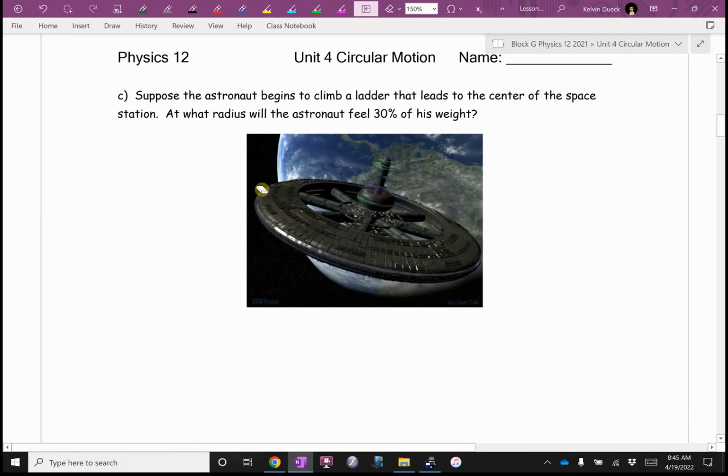I think we're still going to say the normal force is what's pushing us in a circle. But how big do we want the normal force to be this time? 30% of mg. That's going to equal m 4 pi squared r over T squared.